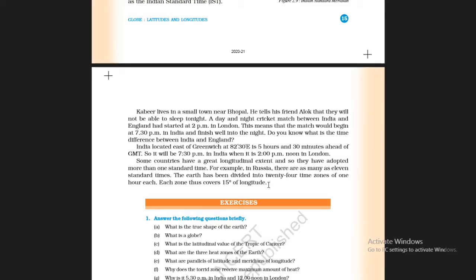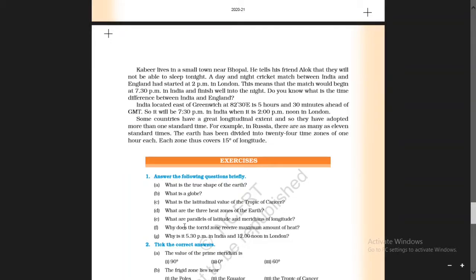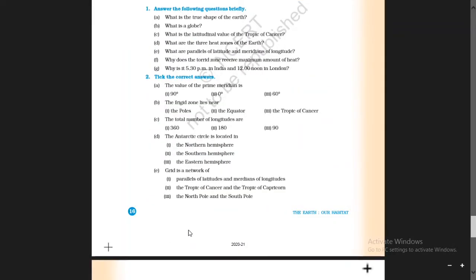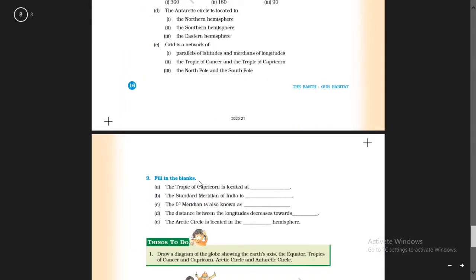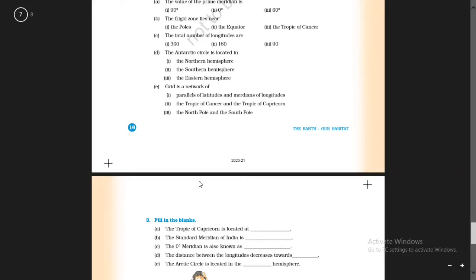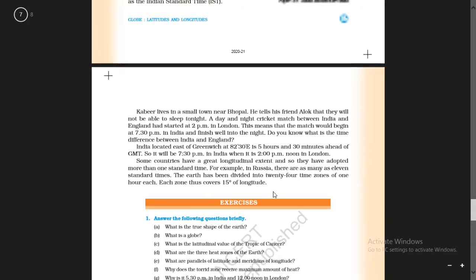So here is the end of the chapter. Boys, I have given all the notes of these textual questions, like answer the following questions briefly, tick the correct answer, and fill in the blanks. Apart from this, some extras are also given. You learn it nicely.